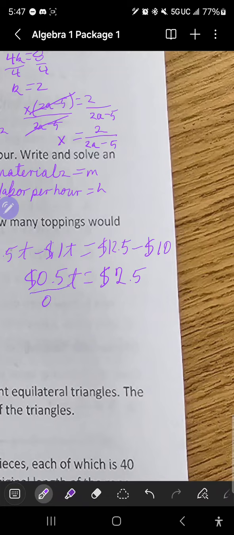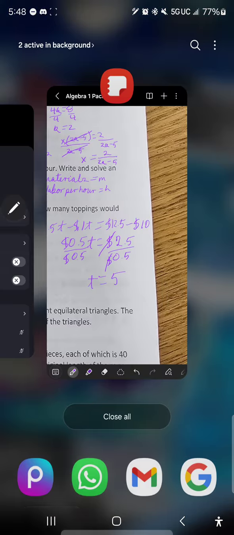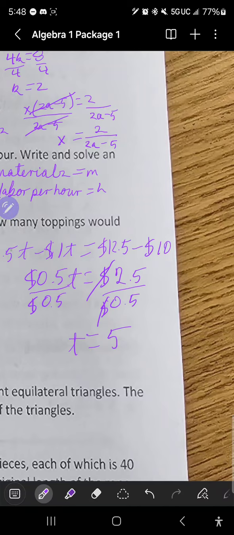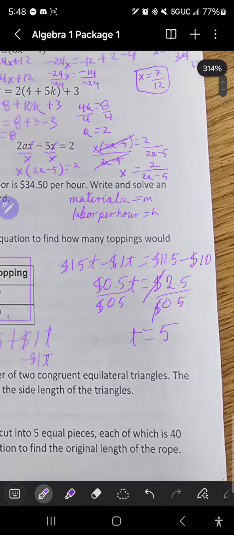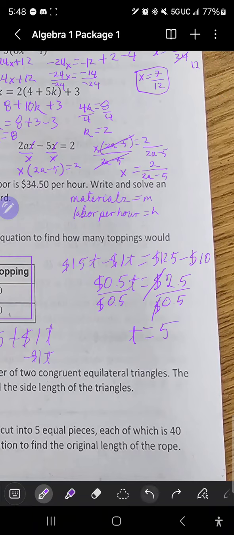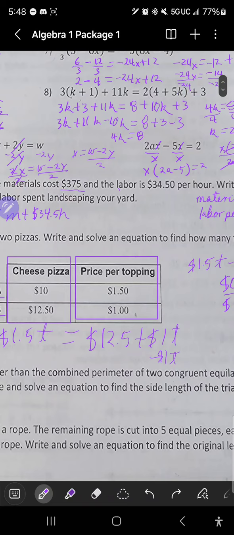Now we need to divide both sides by $0.5. This is the reason why the signs cancel, because if you divide this sign by this sign, it's just going to make 1. So it's not going to be a specific value anymore. And when you divide 2.5 by 0.5 in your calculator, our value is going to be 5. I can't show you right now, but just put it in your calculator and you see that 2.5 divided by 0.5 is equal to 5. So this is the number of toppings you need to make the price of both pizzas equal.